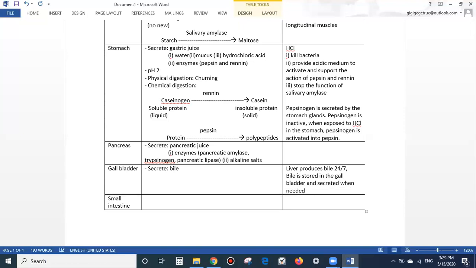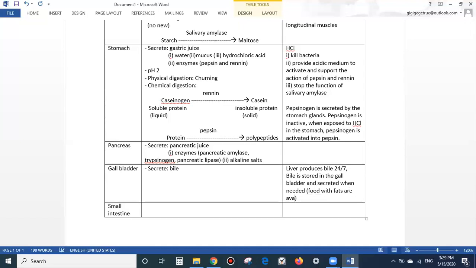Okay? So when do you need to secrete bile? When food with fats is available for digestion. That means you eat food with fats. Okay? Next is your small intestine. The small intestine secretes intestinal juice.